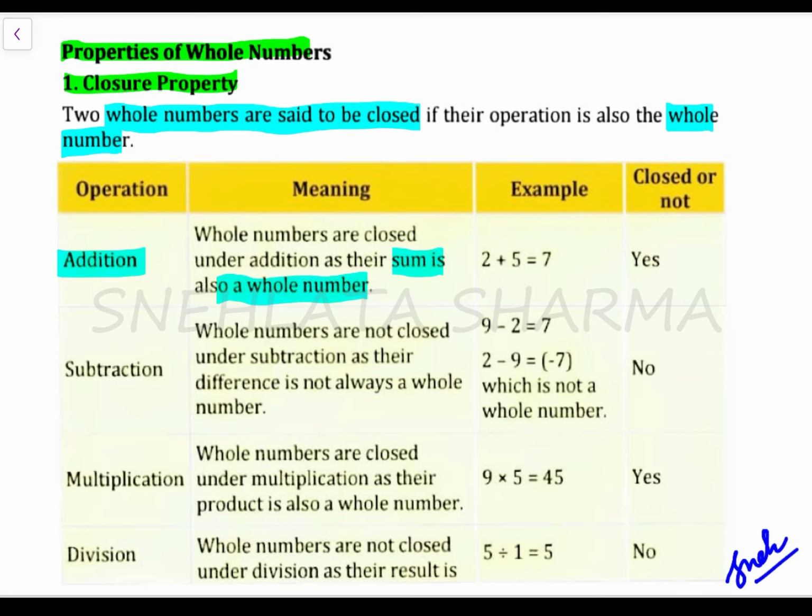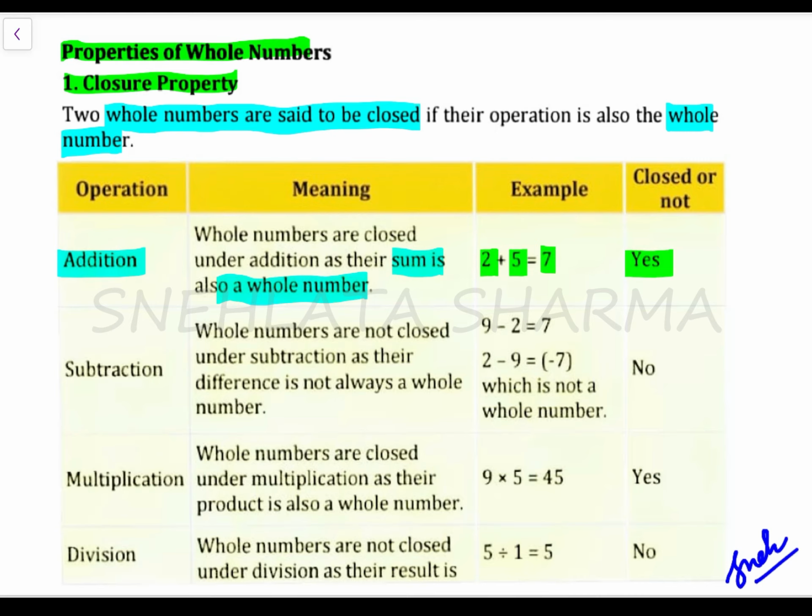We will learn this by taking an example. For example, let us take two whole numbers, 2 and 5. If we add these two whole numbers, we get 7. 7 is also a whole number. So we can say that whole numbers are closed under addition as their sum is also a whole number.